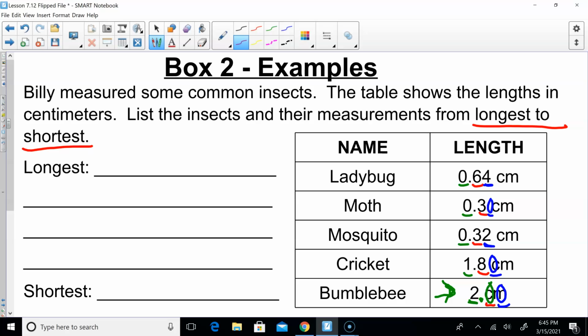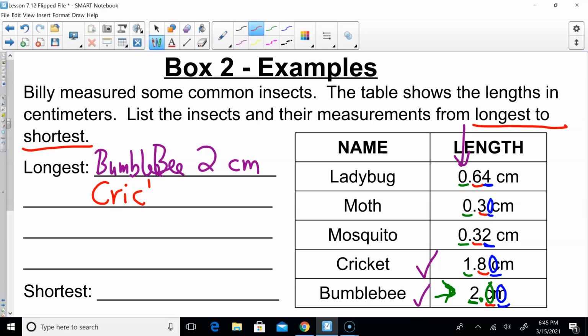So for the longest one, I'm going to start with my whole numbers. I'm looking at my whole number column, which is going to start with a 2 for the bumblebee. So my longest is the bumblebee at 2 centimeters. And now I go back to my ones, and the next one that has a 1 would be right here. So the cricket would be the next one, coming in at 1.8 centimeters.